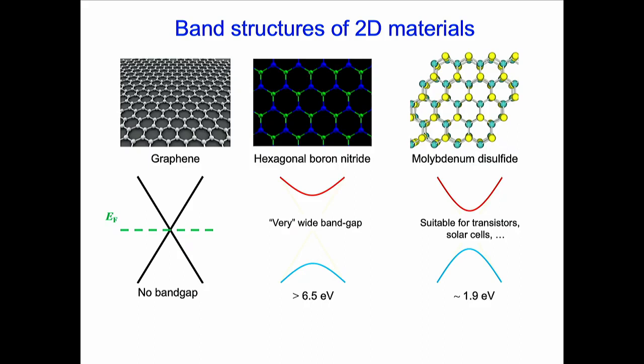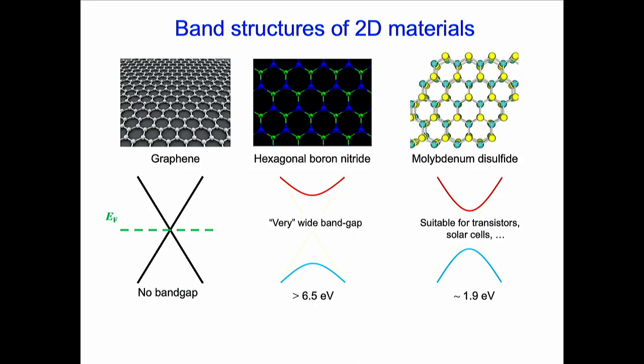Boron nitride does have a gap. For a long time it was called a wide band gap semiconductor. Well, it's rather an insulator, so 6.5 eV is rather difficult for transistor applications. It's possible, but not very efficient. And then some years ago, people started to talk intensively about molybdenum disulfide, because that one has a gap of 1.9 eV. And so it's suitable for transistors and solar cell applications, etc.